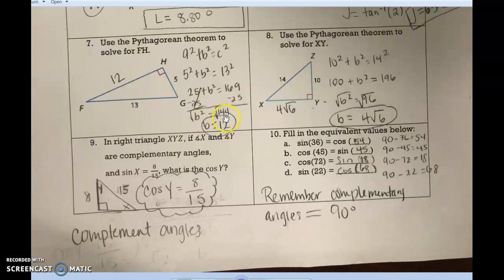B squared equals 144. How do you undo a square? You take the square root. So if I take the square root of both sides, I get 12. That is my side length.